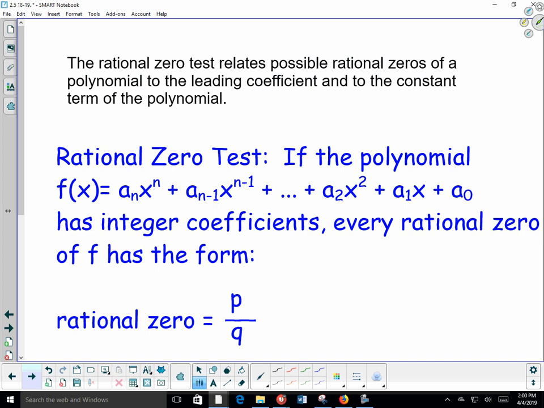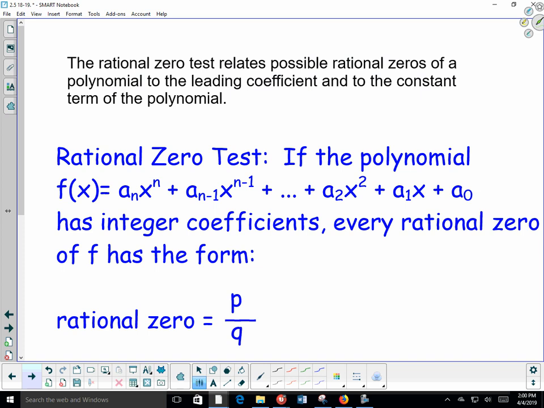And n is our degree, so I'll have 1x to the n term, then x to the n minus 1 term, all the way down to x to the first, and then really x to the 0, right, for this constant term. Okay? So the rational zeros test says if you've got a polynomial and all of the coefficients are integers, the coefficients have to be integers, no fractions, no decimals or anything like that, then if this polynomial is going to have a rational zero, then it's going to be in this form, p over q.